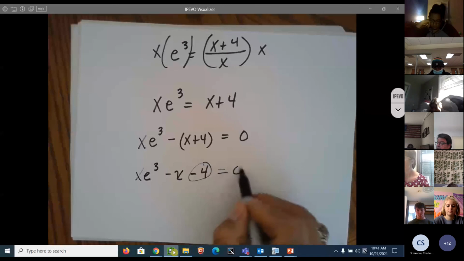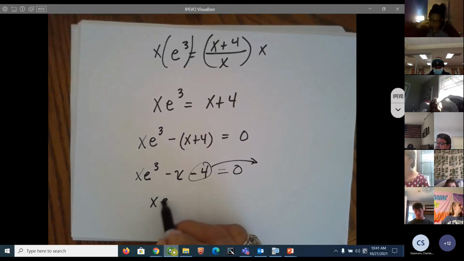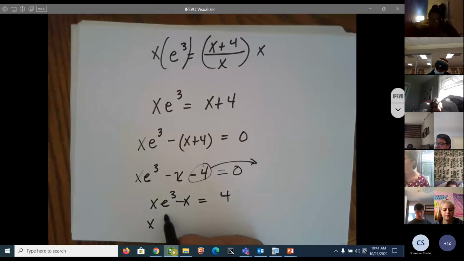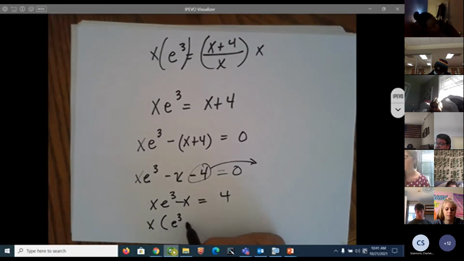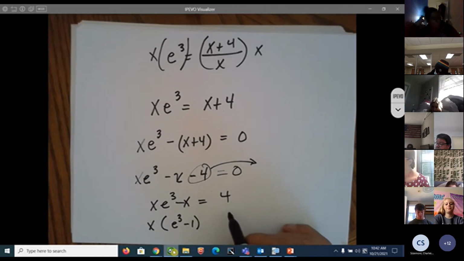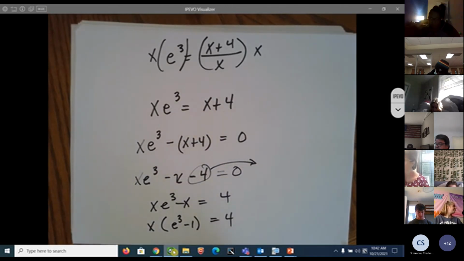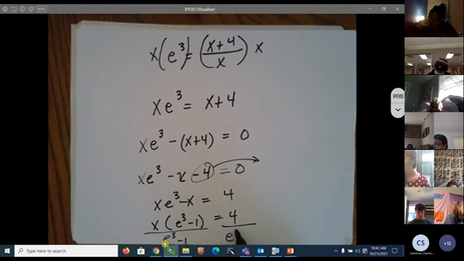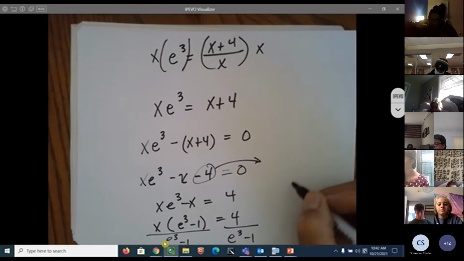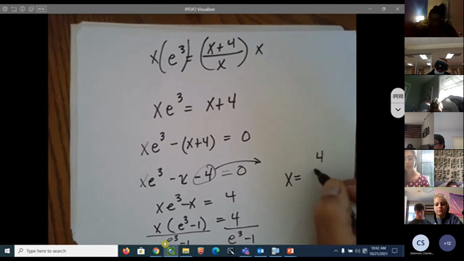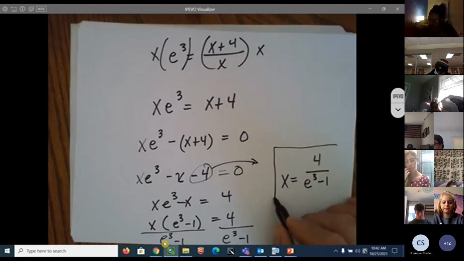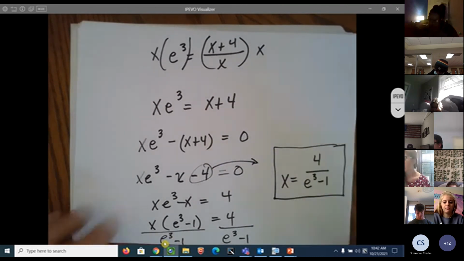They took this 4 over, and that's x e to the 3 minus x is equal to 4. Factor out an x. That leaves you with e to the 3 minus 1. And you're going to divide both sides by e to the 3 minus 1. So x is equal to 4 over e to the 3 minus 1. Which that's just a little bit over the top right there. I don't think I would ask you that on the test.